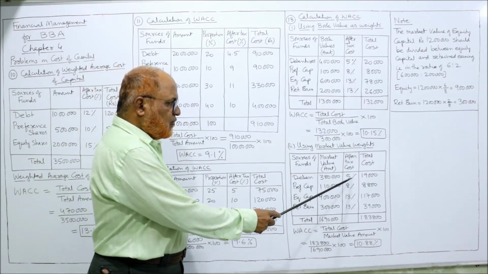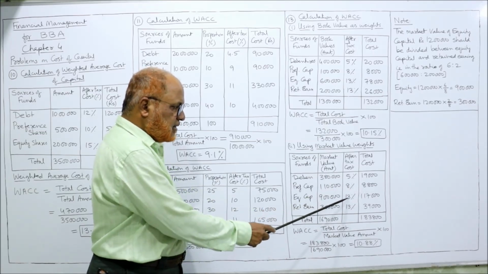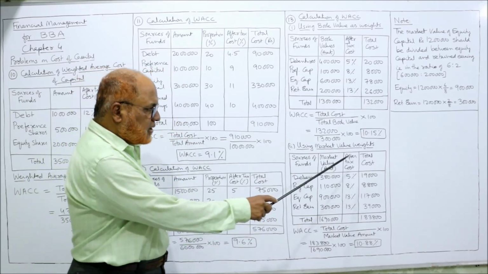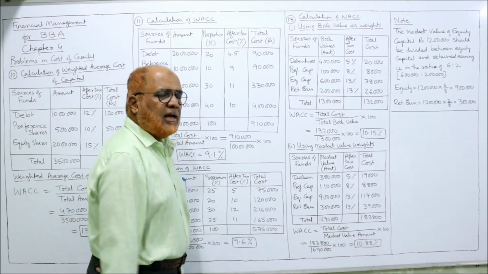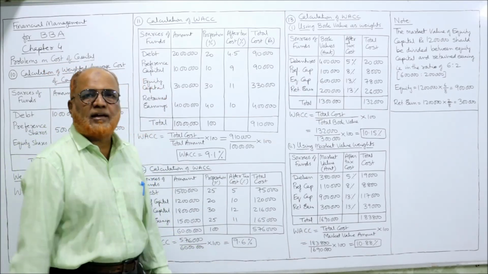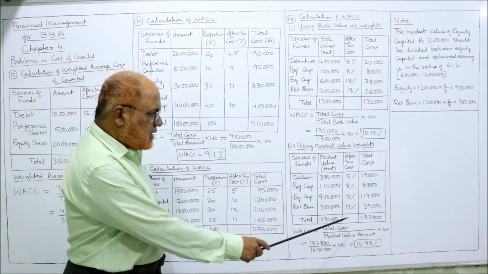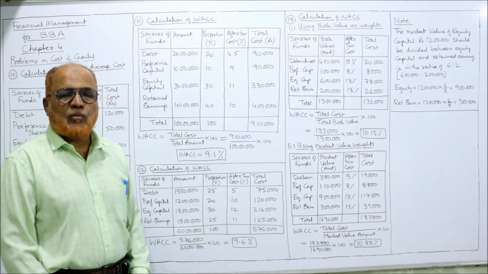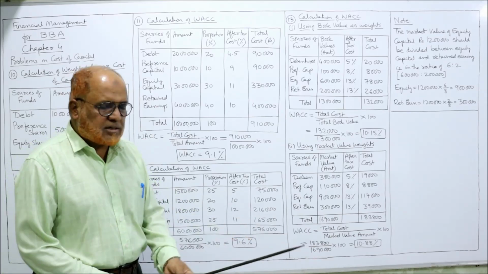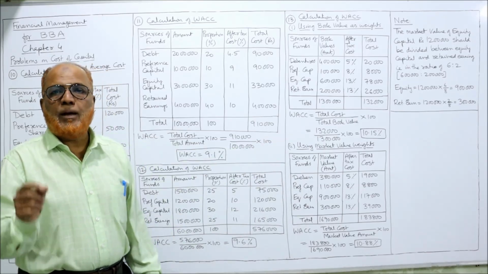Now 3,80,000 into 5%, 19,000. 1,10,000 into 8%, 8,800. 9 lakh, 13%, 1,17,000. 3 lakh, 13%, 39,000. Now take the total: 1,83,800. This is the total cost on the total amount of 16,90,000. 16,90,000 is the total of the market value, whereas 1,83,800 is the cost paid. So what is the WSCC? 1,83,800 divided by 16,90,000 into 100. It comes to 10.88%.